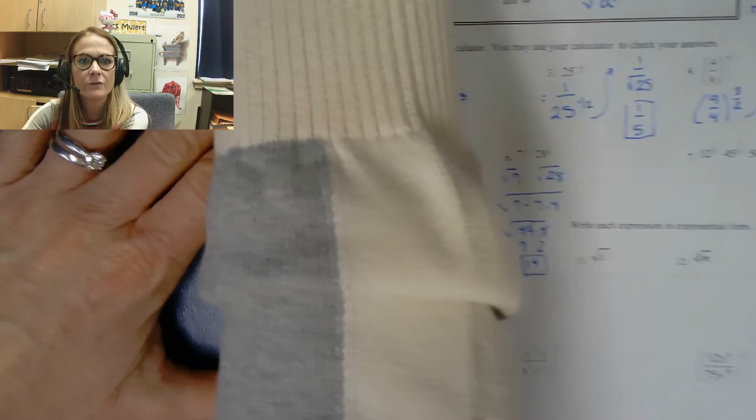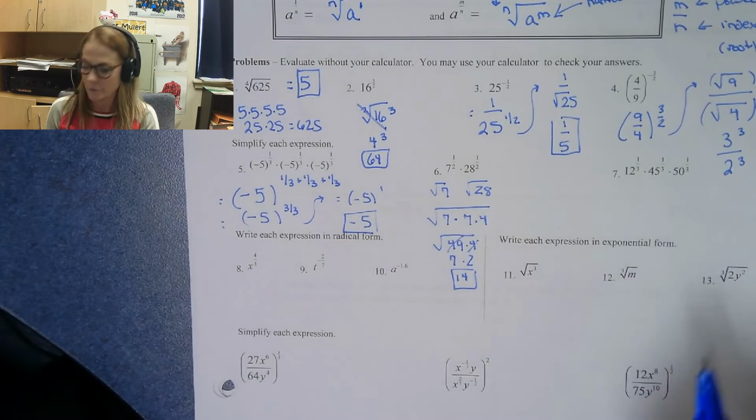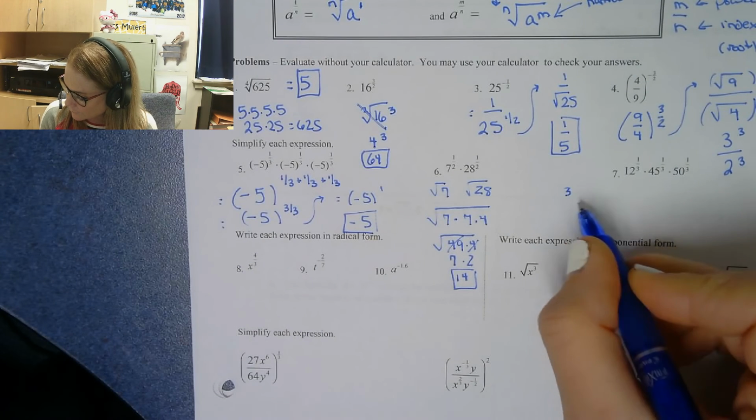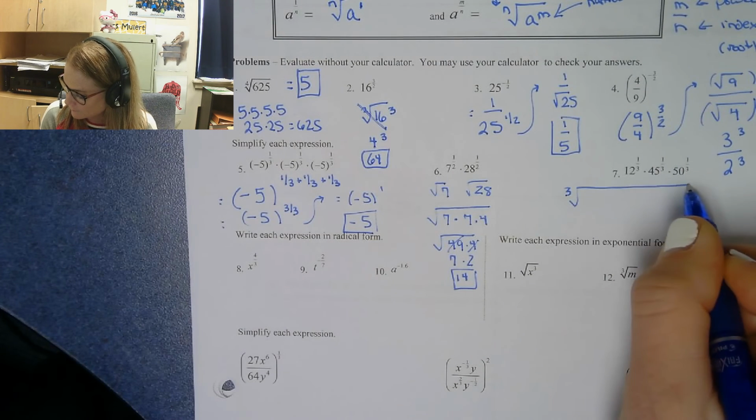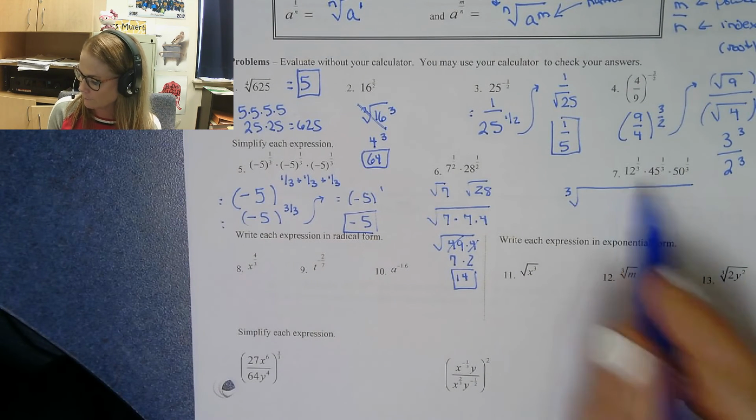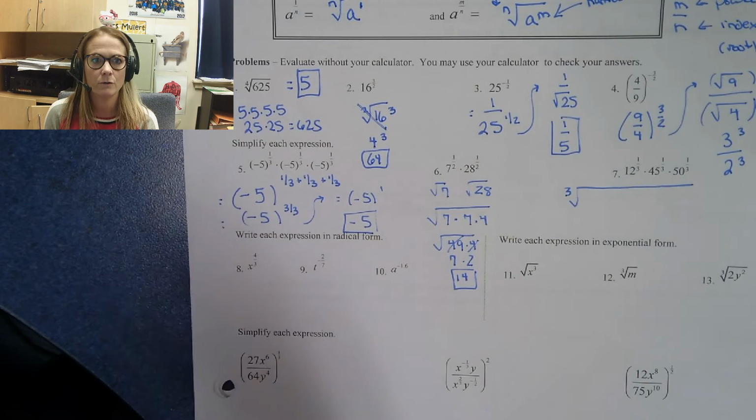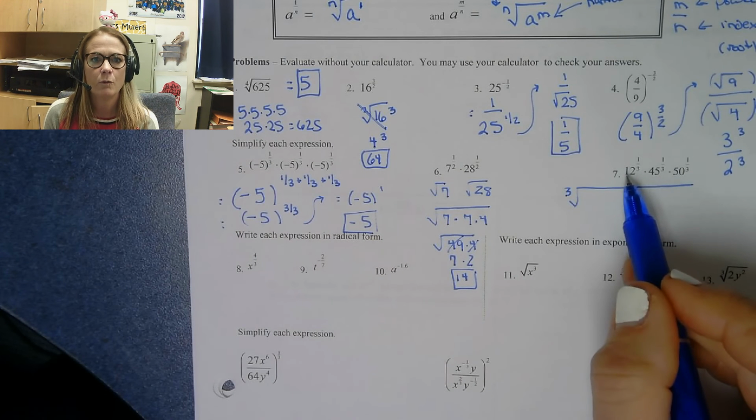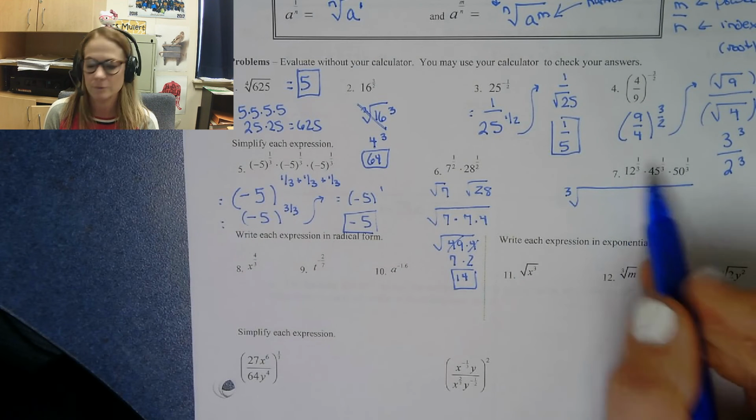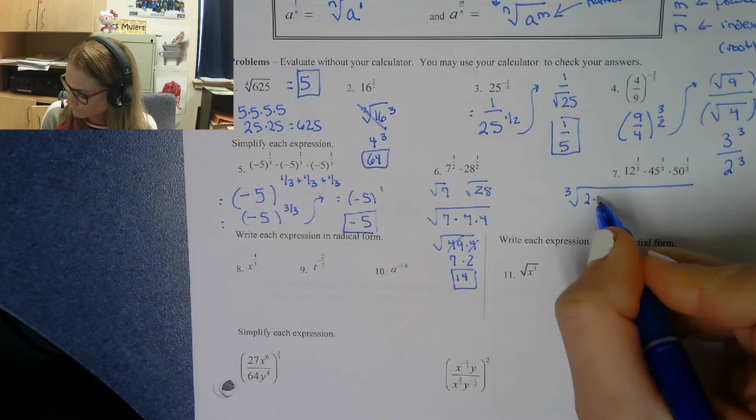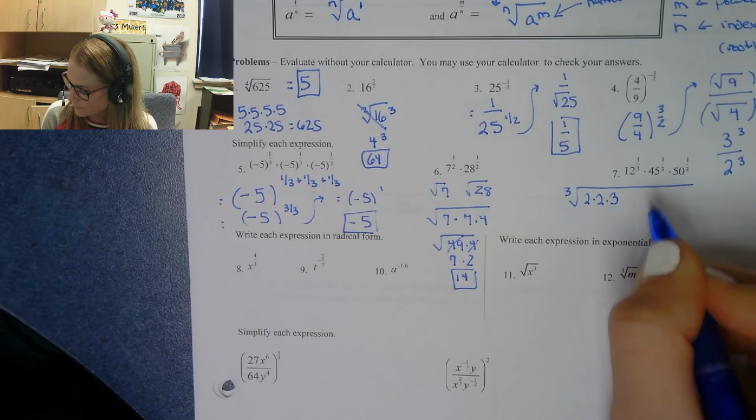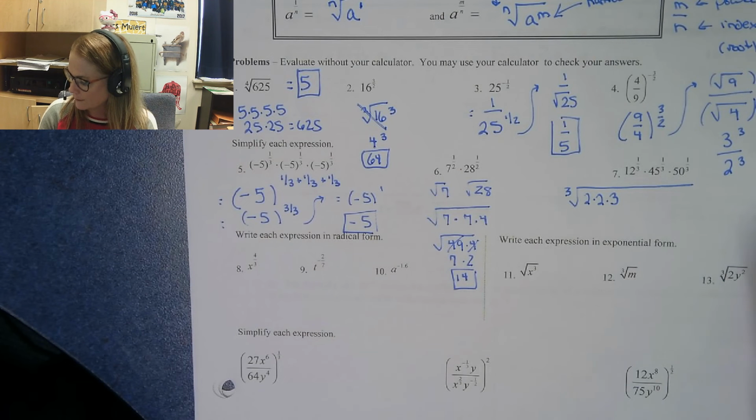All right, and then number 7, these are all cube roots. So let's just put these all under a cube root, and let's just factor out 12. And just see if I can get groups of 3 here. So 12 is 4 times 3, which is 2 times 2 times 3. Okay, so that's 12. All right, if you were just to do a little factor tree, 4 times 3, 2, 2, 3.